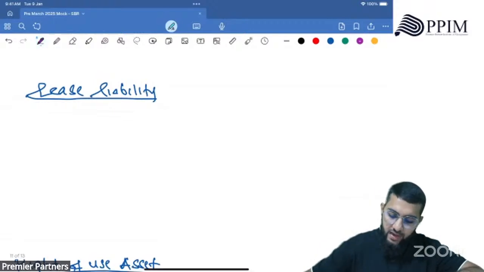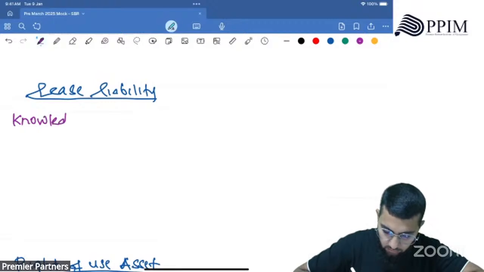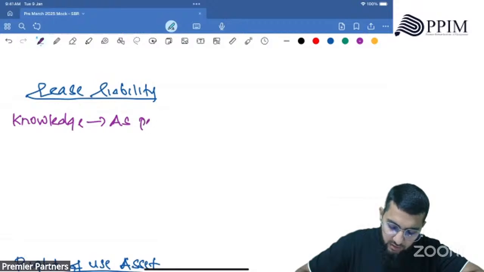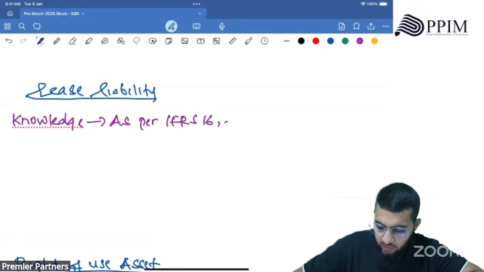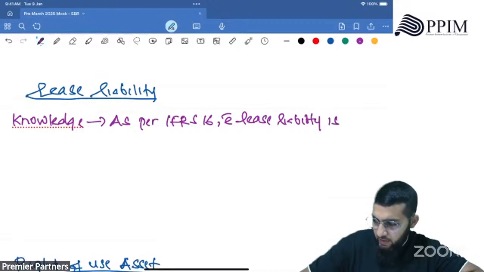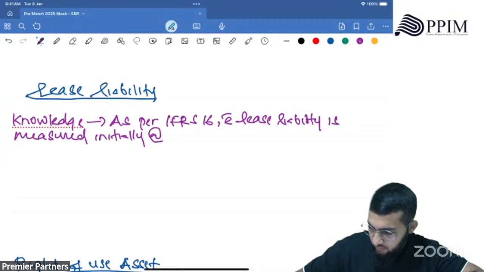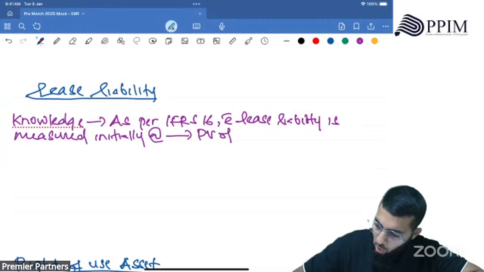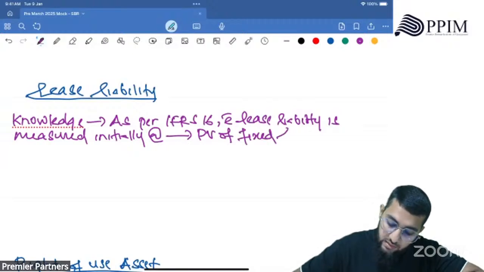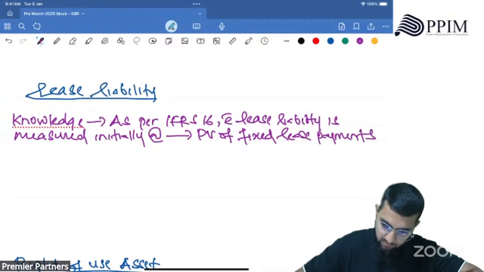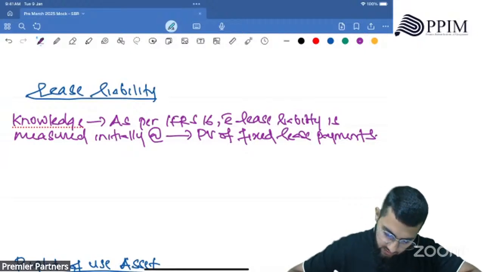Then now you have to explain knowledge. As per IFRS 16, the lease liability is measured initially at the present value of fixed lease payments, right? Fixed lease payments.